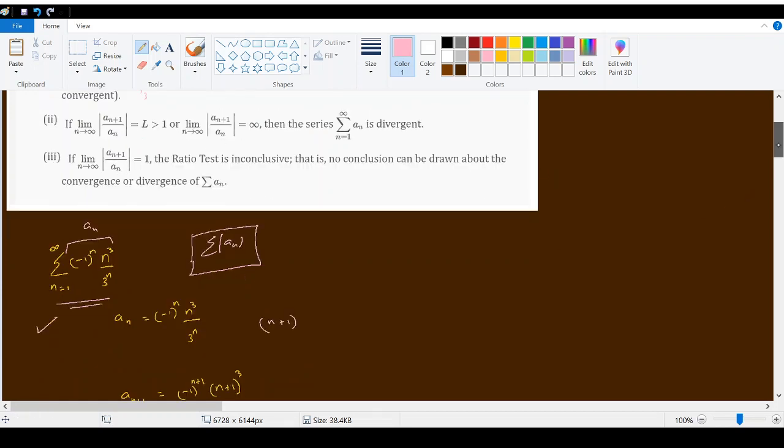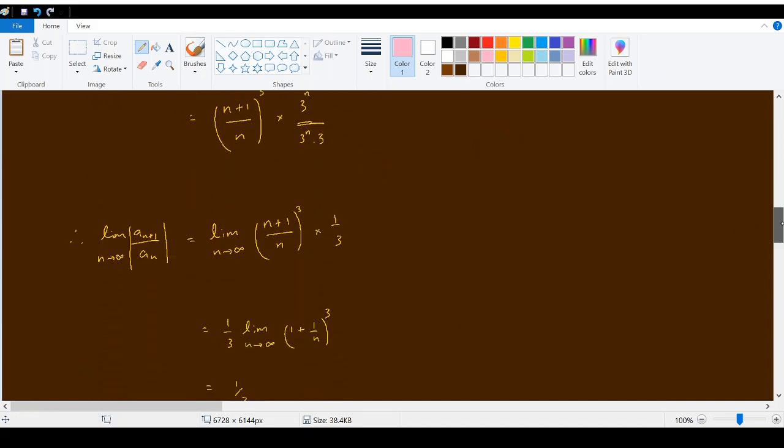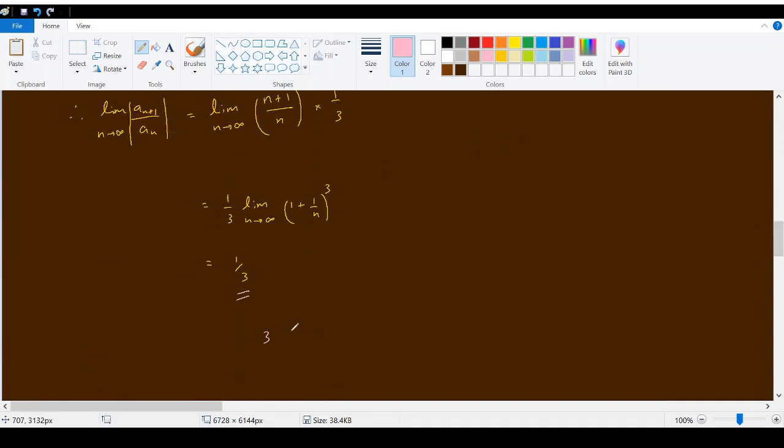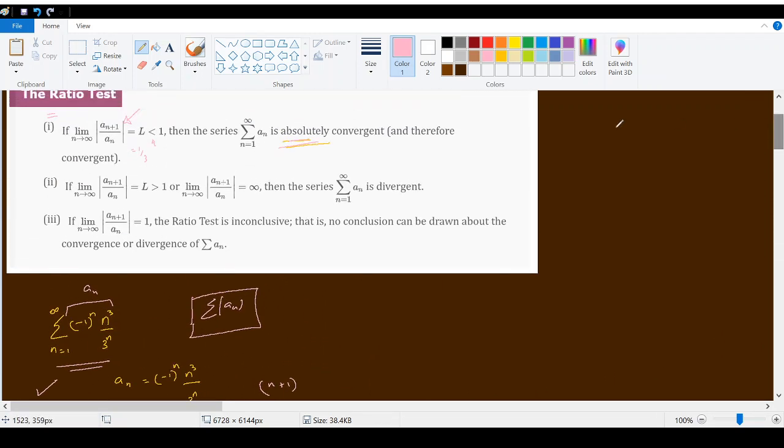And if by any chance, let's say, for instance, we have a certain series where when you compute the limit of an plus 1 divided by an, let's say that is equal to 3, which is greater than 1. So if that is greater than 1, then we can say that the series diverges. Now this is not something to do with absolute divergence. It is just divergence.